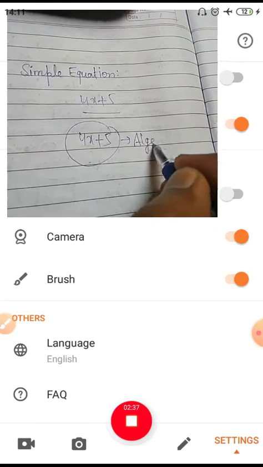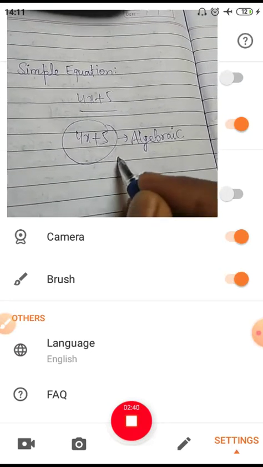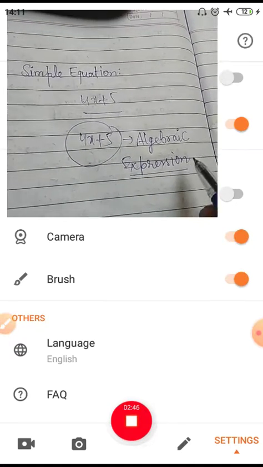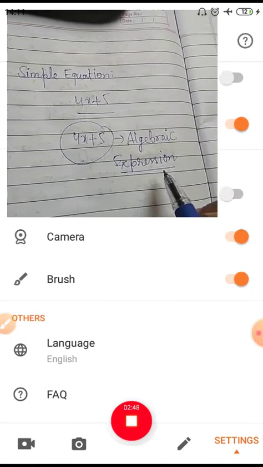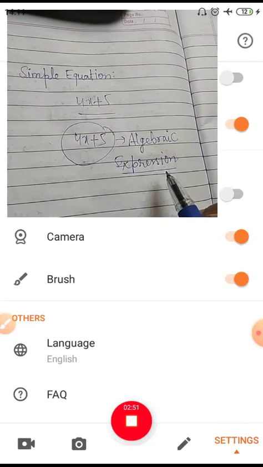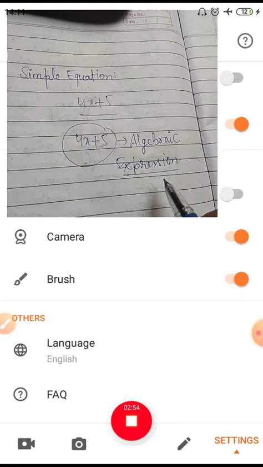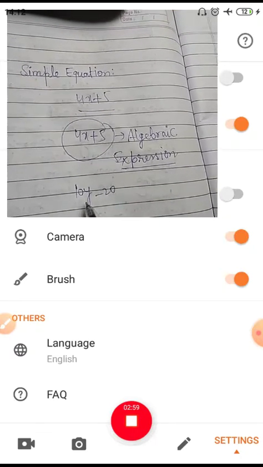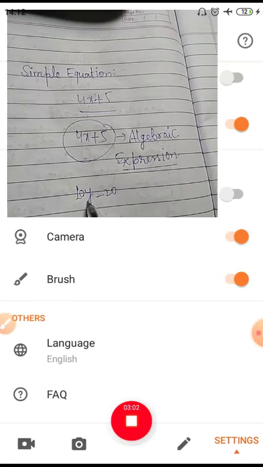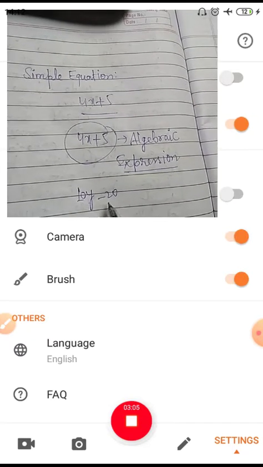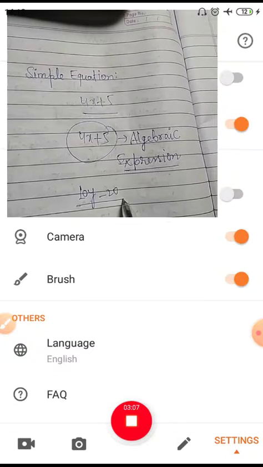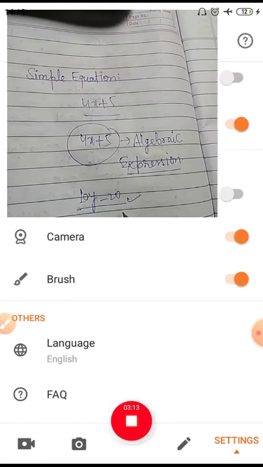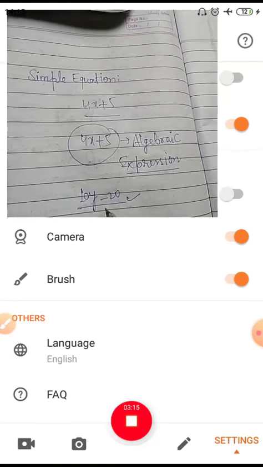It is an algebraic expression. Now similarly, from y, we form the expression 10y minus 20. Y is multiplied by 10 and 20 is subtracted from the product. The value of an expression thus formed depends upon the chosen value of the variable.